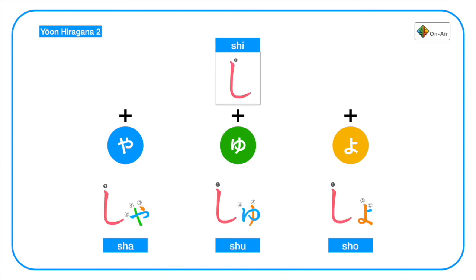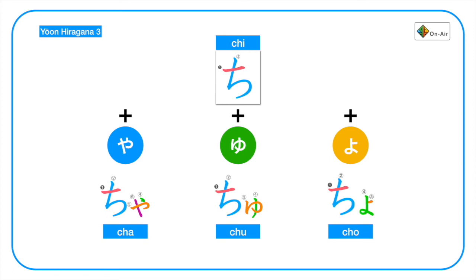The second group, we have shi plus ya, yu, yo. So we pronounce them together as sha, shu, sho. Again, sha, shu, sho. Next, we have chi plus ya, yu, yo, becomes cha, chu, cho. Again, cha, chu, cho.